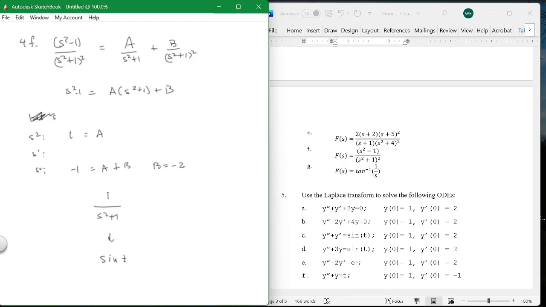I was hoping it would be t sine of at, but that has an s in the numerator. What's that? That is it. That is it. Yeah, that is it. Rule 23. Very good.